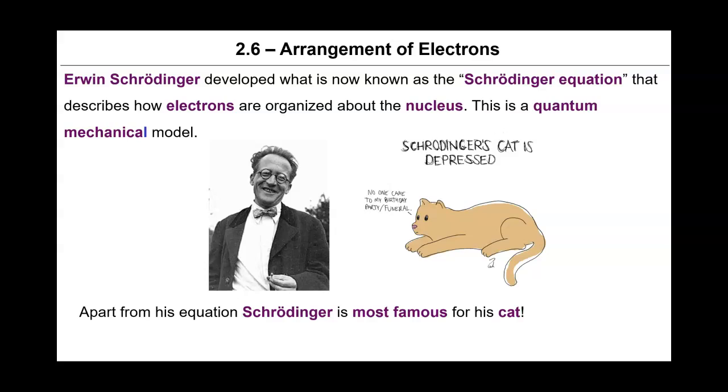The model that we're going to use to describe where electrons are located in atoms was developed by a guy called Erwin Schrödinger. And he developed something called the Schrödinger equation, that if you solve it, it tells you where an electron is and how much energy it has. Now, this model is a quantum mechanical model.